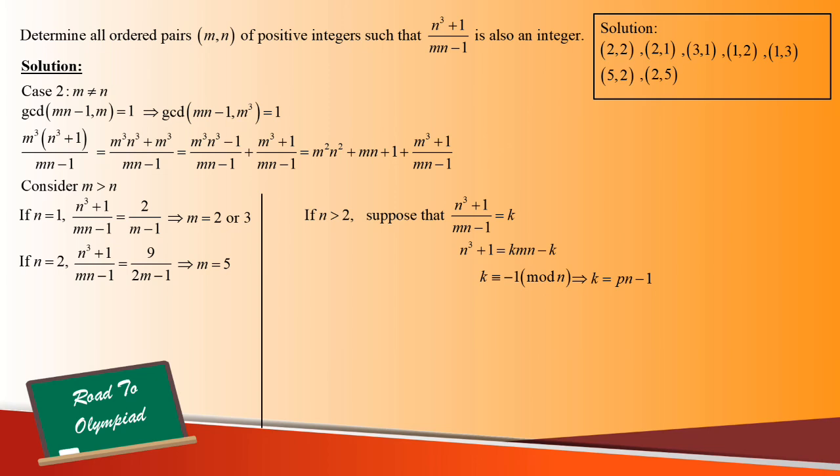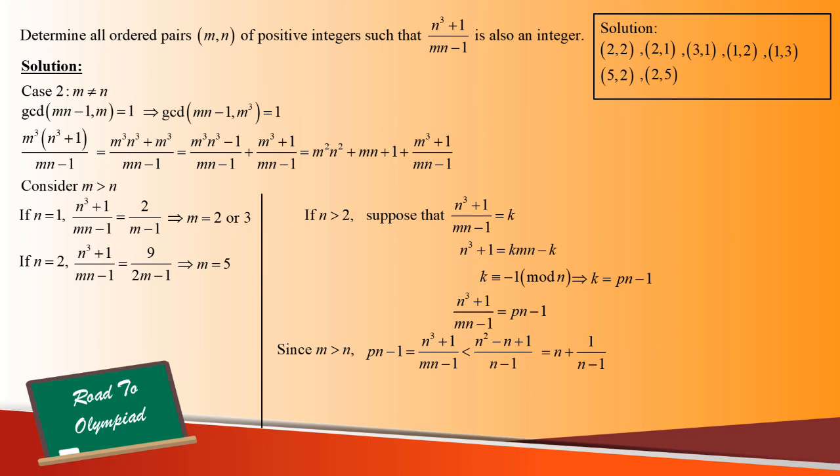Then we have n cubed plus 1, the whole thing over mn minus 1, is equal to pn minus 1. Since m is greater than n by the assumption, pn minus 1, which is equal to n cubed plus 1 over mn minus 1, is less than n cubed plus 1 over n squared minus 1. This is similar to the case 1 just now, where the numerator can be factorized into this one and the denominator into this one, and we can simplify the n plus 1 to get this thing, which can further simplify into this one.